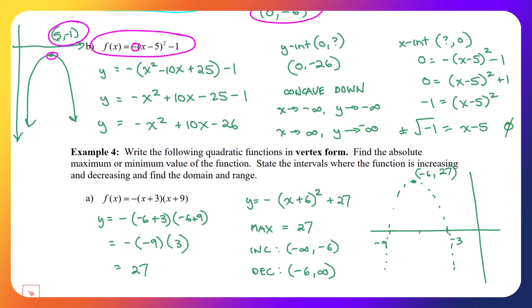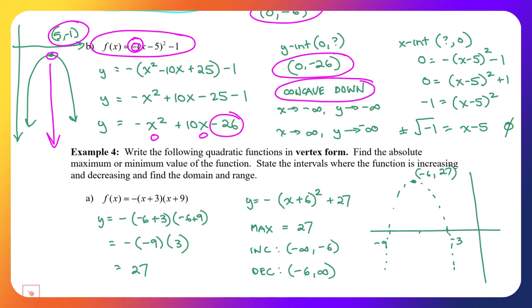The y-intercept, easy to find. Plug in x is 0, bang! The y-intercept is negative 26. Since the a value is negative, the cave goes down. The left end goes down. The right end goes down.